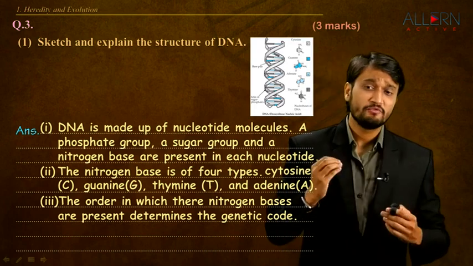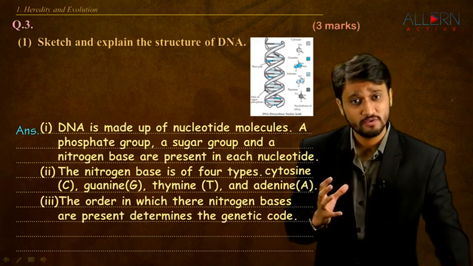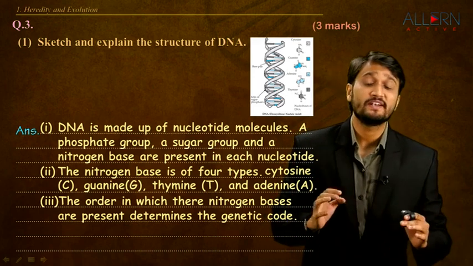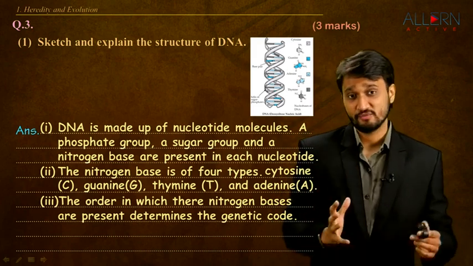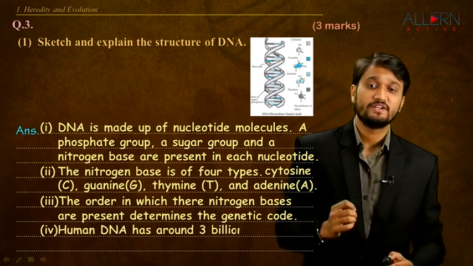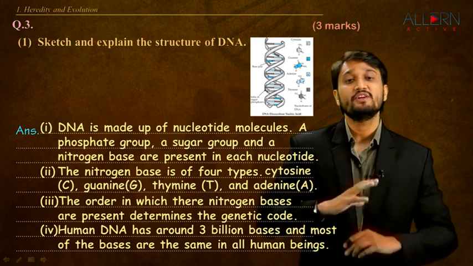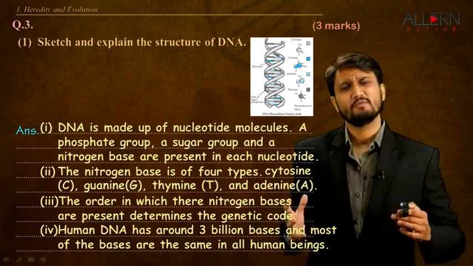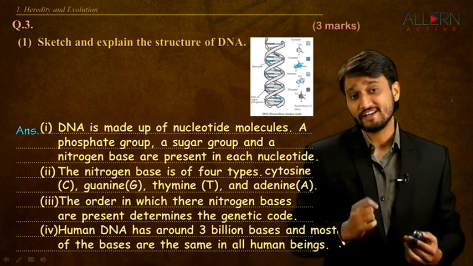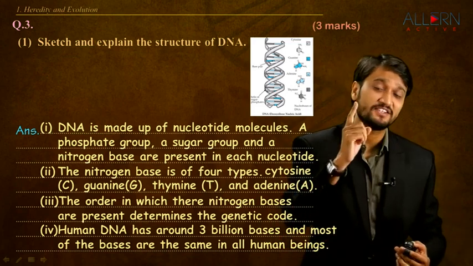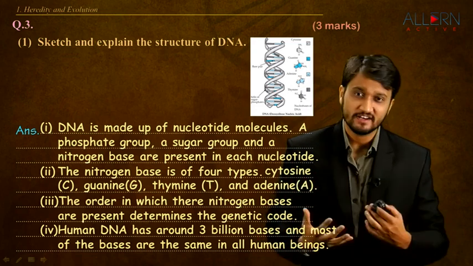In the next point we mention that most of the genetic code, most of the sequences in humans, are the same, and humans have approximately 3 billion of these nucleotides, which is a lot of information for a human being. So human DNA has around 3 billion bases, and most of these bases are the same in all human beings. More than 99% of the human DNA matches. Whatever variation we have is in that 1% difference in the DNA. Can you imagine how similar we are to each other?